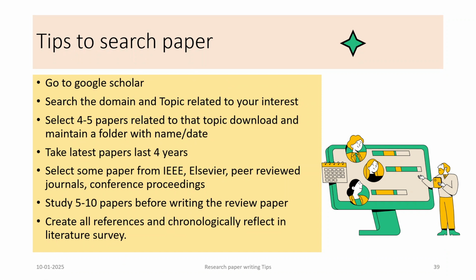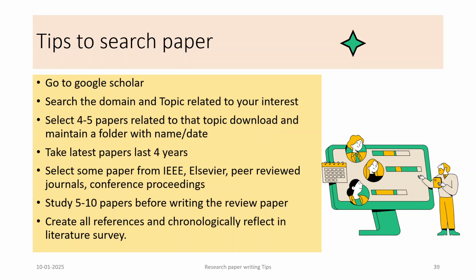Then what is the tip to search a paper? Because I am telling that you are starting from scratch, you have no idea. Just go to Google Scholar. Just type Google Scholar in any of the browsers. Search the domain and topic related to your interest. I want to work on cloud. I want to work on something in cyber security. I want to work on IoT. You type a topic and a domain there.